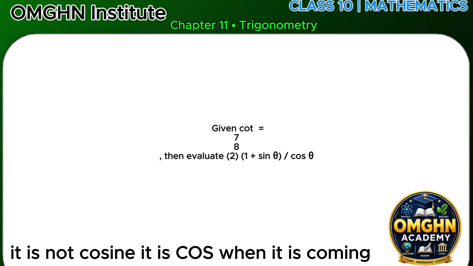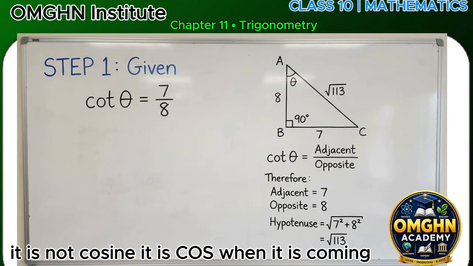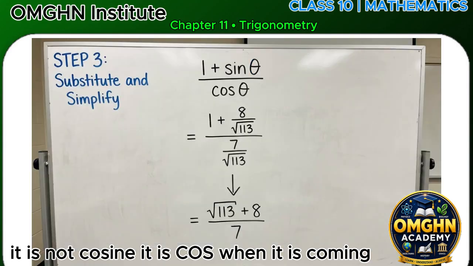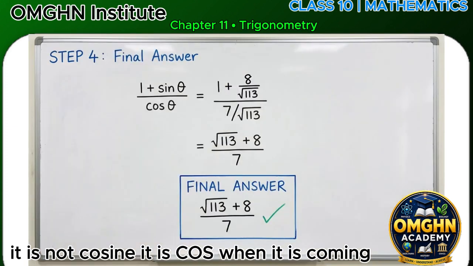We have (1 plus sine theta) divided by cosine theta. We already found sine theta is 8 by root 113 and cosine theta is 7 by root 113. Therefore, substitute these values. We get (1 plus 8 by root 113) divided by (7 by root 113). Now multiply the numerator and denominator appropriately. We get (root 113 plus 8) divided by 7. Therefore, the final answer is (root 113 plus 8) divided by 7.